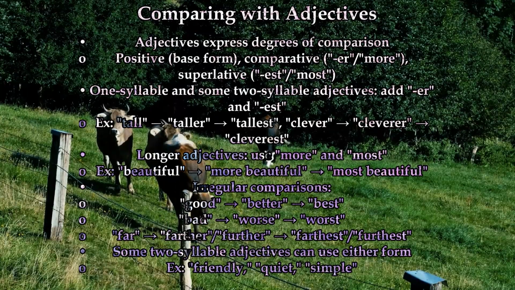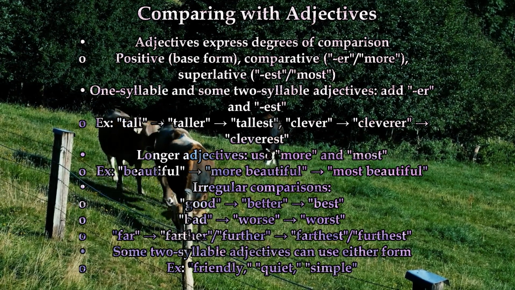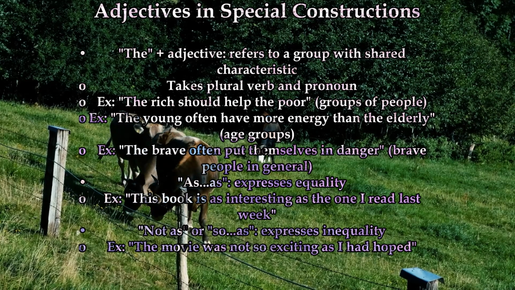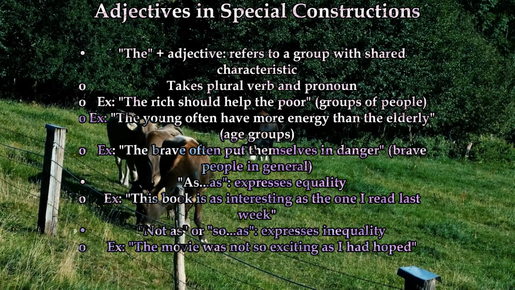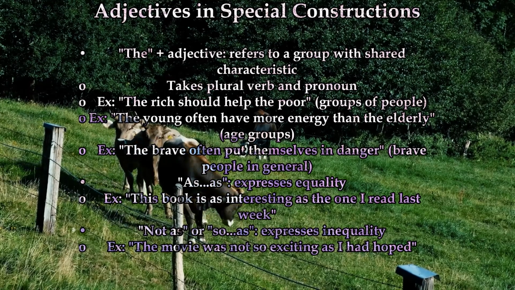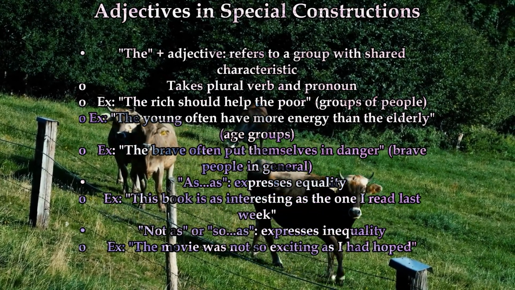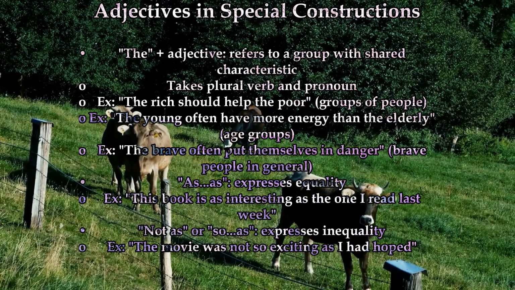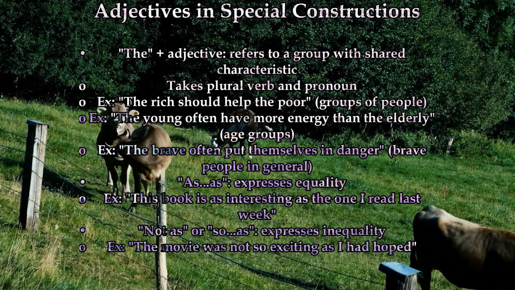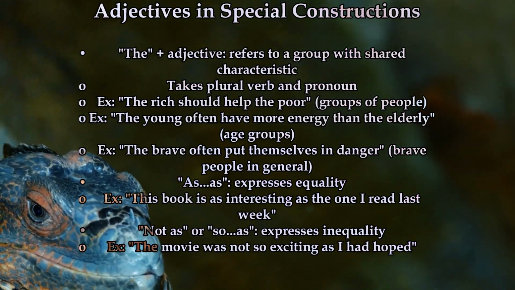Note that some two-syllable adjectives like friendly, quiet, and simple can form their comparative and superlative using either er and est or more and most. Special constructions. Adjectives can be used in various special constructions to convey specific meanings. For instance, the plus an adjective can refer to a group of people with a shared characteristic, like the rich or the elderly. This construction takes a plural verb and pronoun.